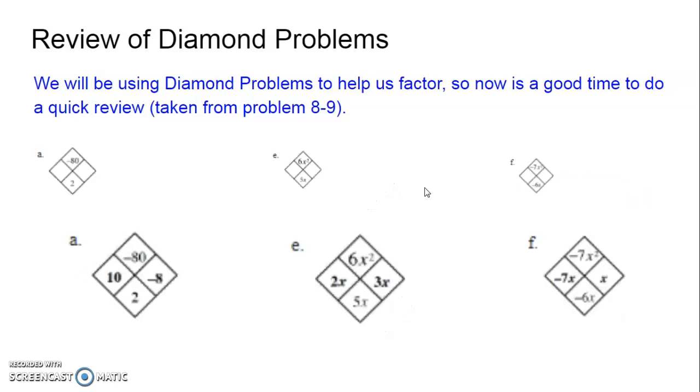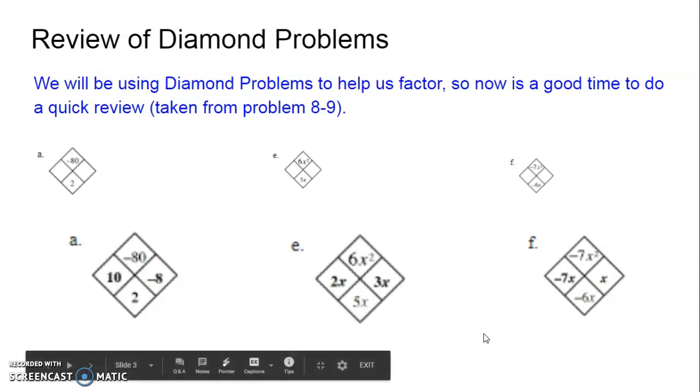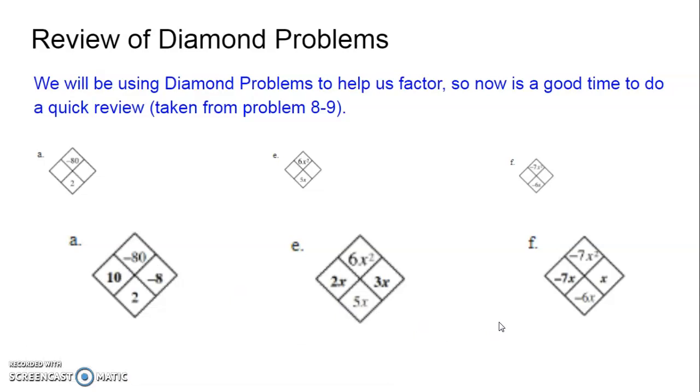Okay, so here are our answers. The x and y are interchangeable. It doesn't matter what they are. So you might have had the negative 8 here and the 10 here. That would be true of all of these. So I'd like you to just double check your answers. See if you got the same thing.